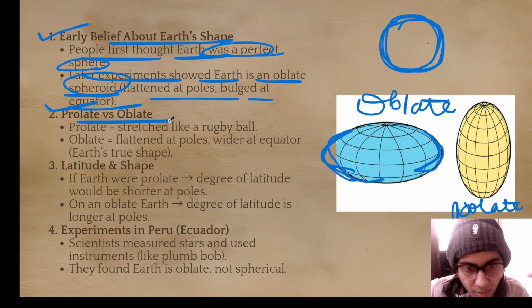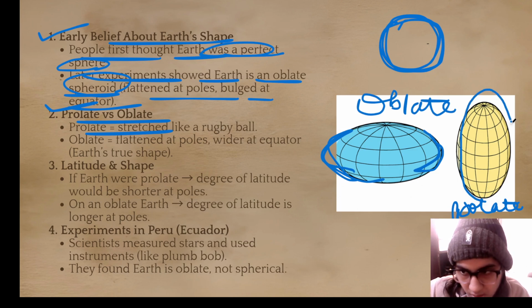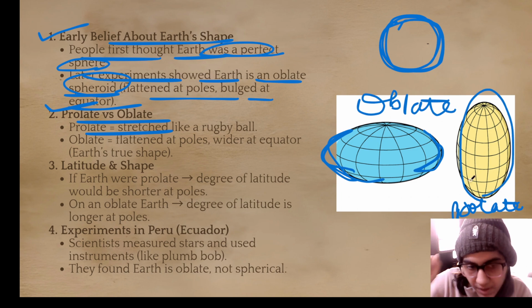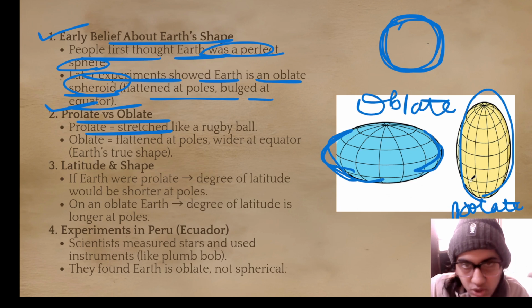Prolate versus oblate. So prolate is this, no, prolate is this, stretched up and down, and oblate is stretched sideways.